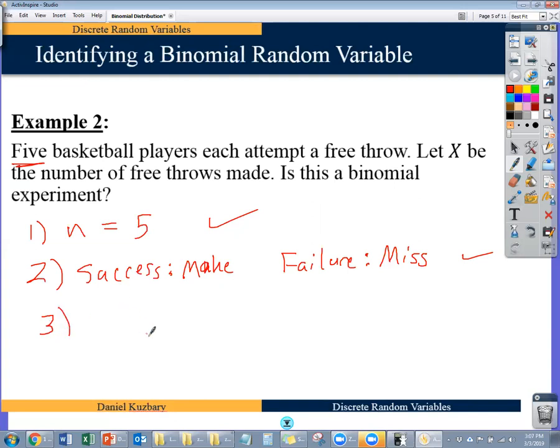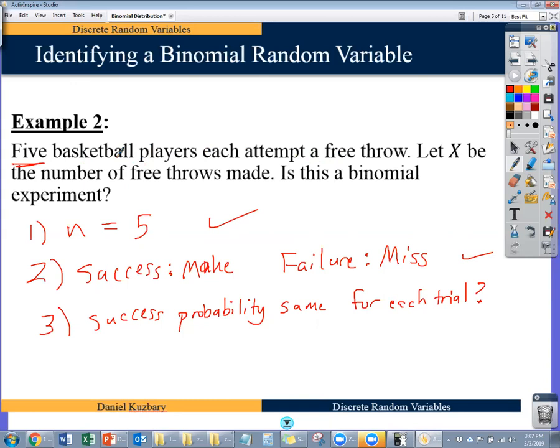Number 3, let's do the success probability. Can we identify the success probability? I don't think we can, which is an issue. But what this is really asking is, is the success probability the same for each trial? Meaning, does the chance that one player makes a free throw equal the chance that another player makes a free throw? And I don't think it is.